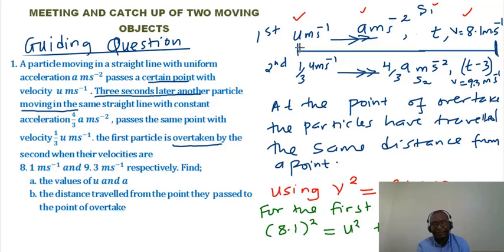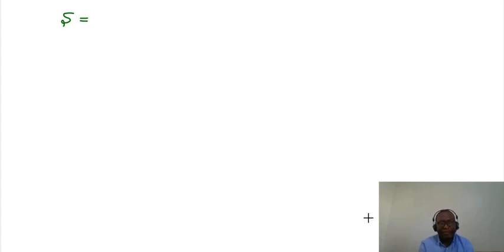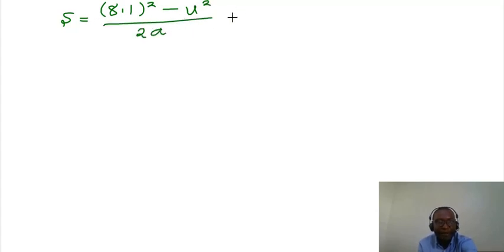But we know that from the point where they passed to the point of overtake, both particles will have traveled the same distance. So what we are going to do here is to make s the subject, such that at the end of the day we can equate. Making s the subject, s will be equal to 8.1 squared minus u squared all over 2a. Call this equation 1.